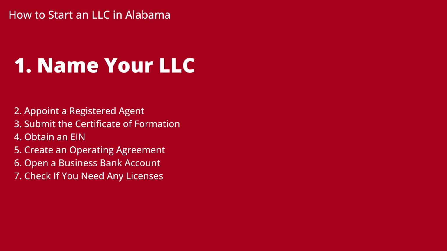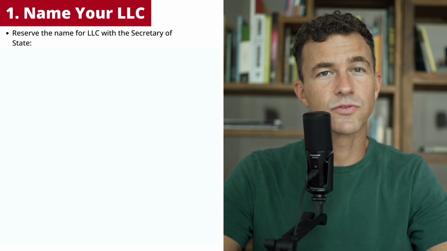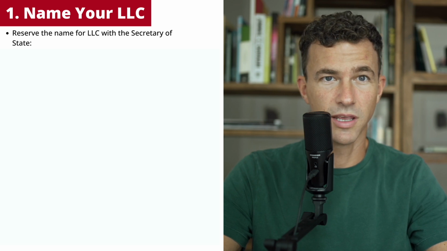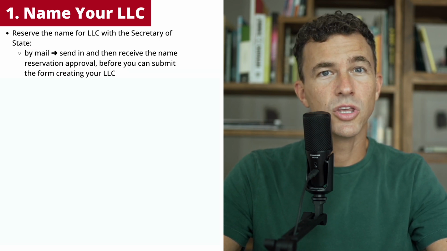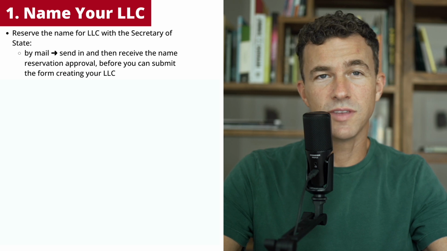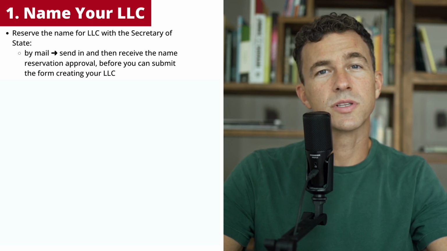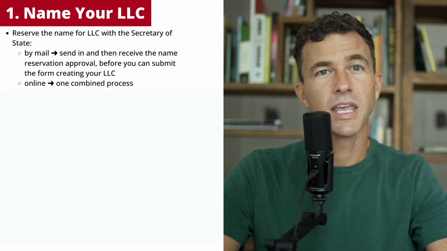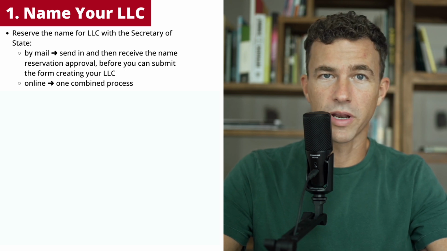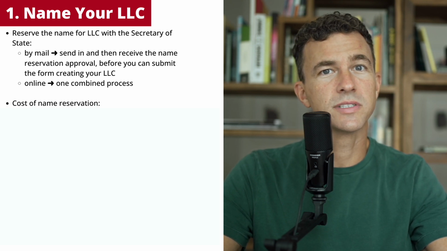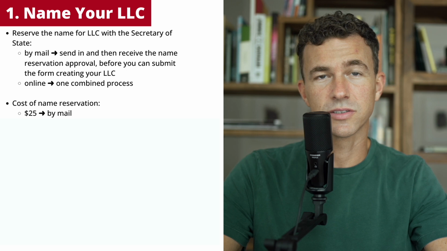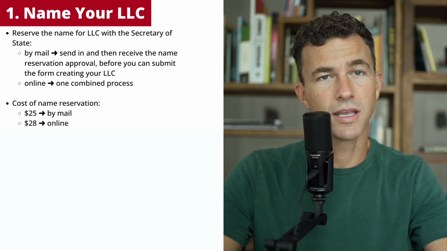Step 1, name your LLC. Before you can create your LLC, you must first reserve the name with the Secretary of State. If you want to do everything by mail, you must send in, then receive the name reservation approval before you can submit the form creating your LLC. If you do everything online, it's all part of one online process. The cost for the business name reservation is $25 if you file by mail and $28 if you submit online.